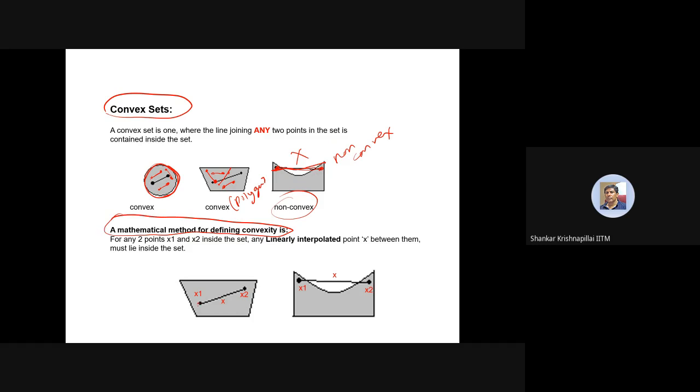So what is the mathematical definition of convexity of a set? You take any 2 points x1, x2 in the set, and then any linearly interpolated point x must lie inside the set. Suppose I take this polygon.